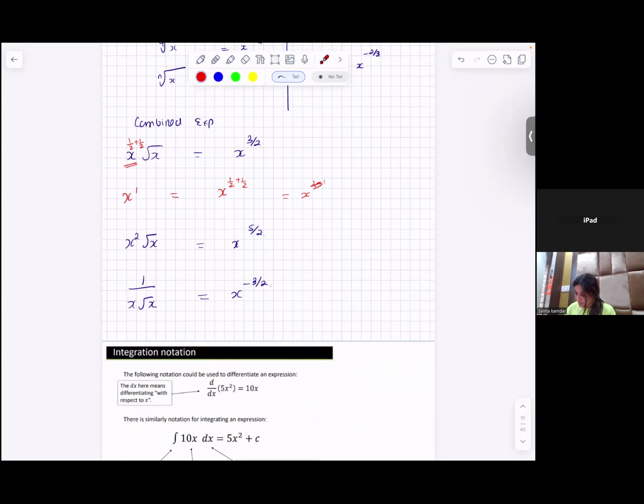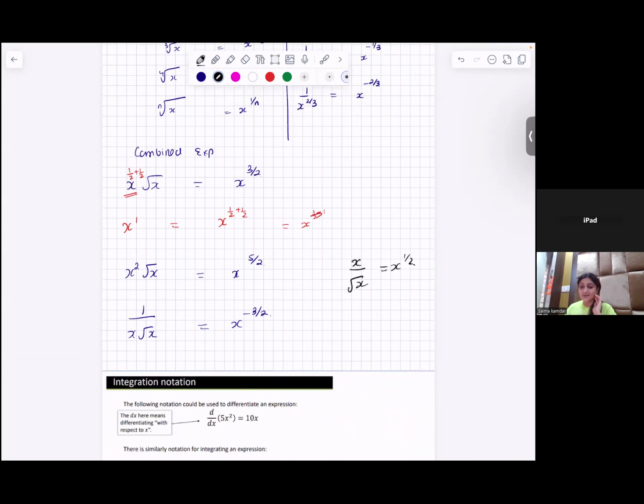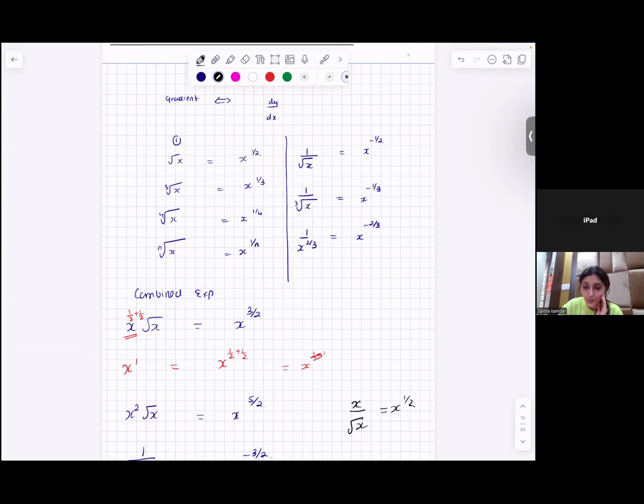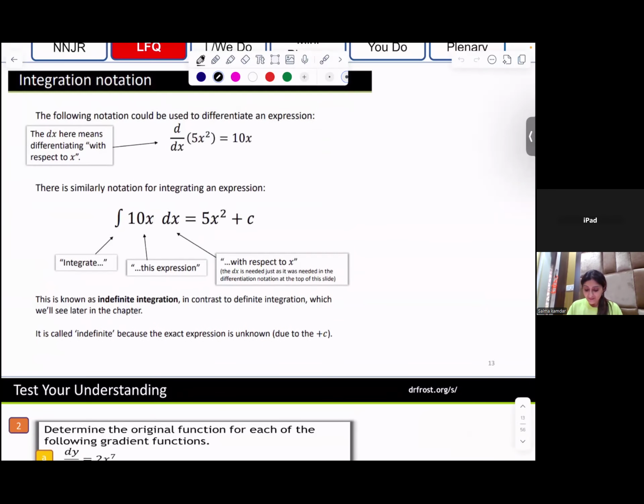Also, keep this in mind that x over root x is x raised to half. So these are some expressions which you should know. Here is one for you to solve. When I have my dy by dx, I get the gradient, that is 10x.